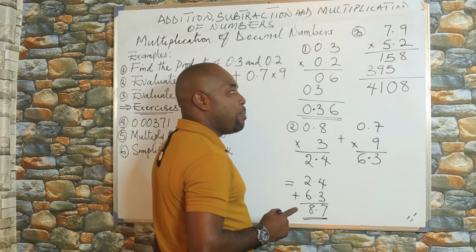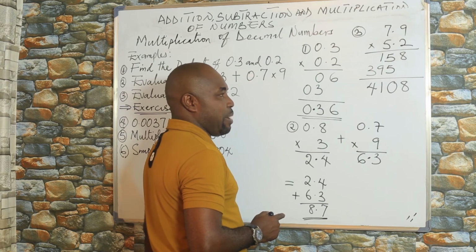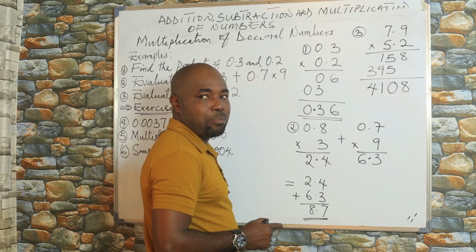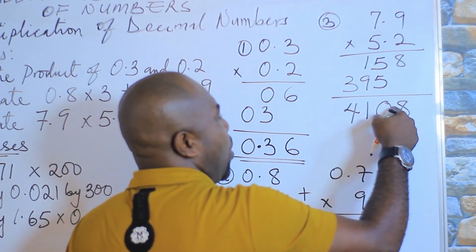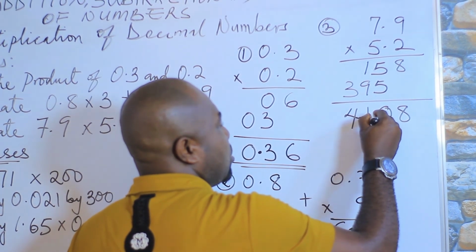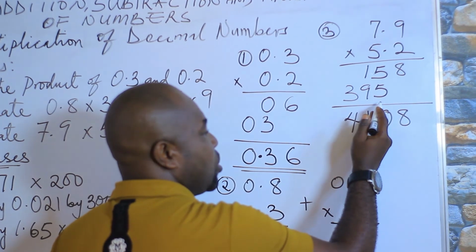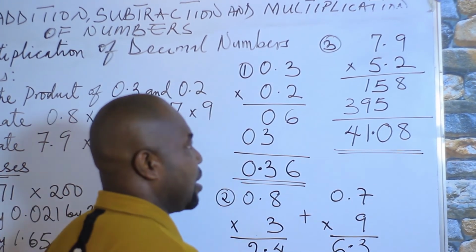Now, we go back to address the issue of the decimal point. We have 2 decimal places here. We'll count 1, 2. You count from the right. You put the decimal point. This is our final answer.